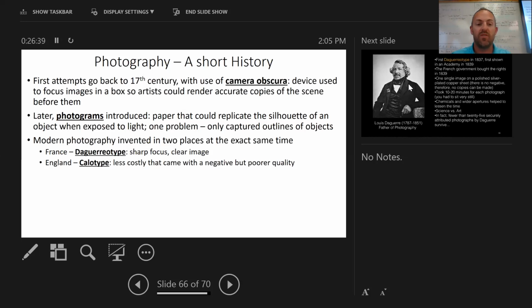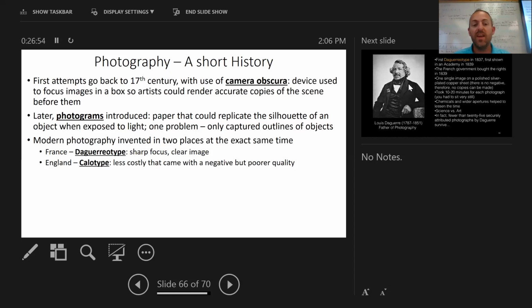He's going to create photography that is much sharper, with much better focus, a very clear image. So for the first time, we're not just getting an outline of something, or only part of something. We're now getting the whole thing, and it's very, very clear.